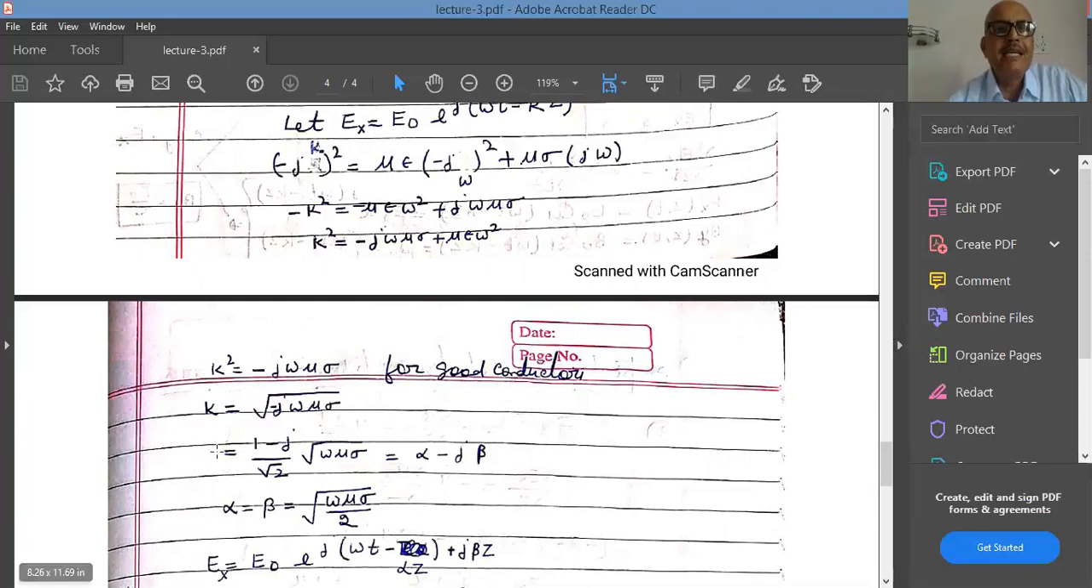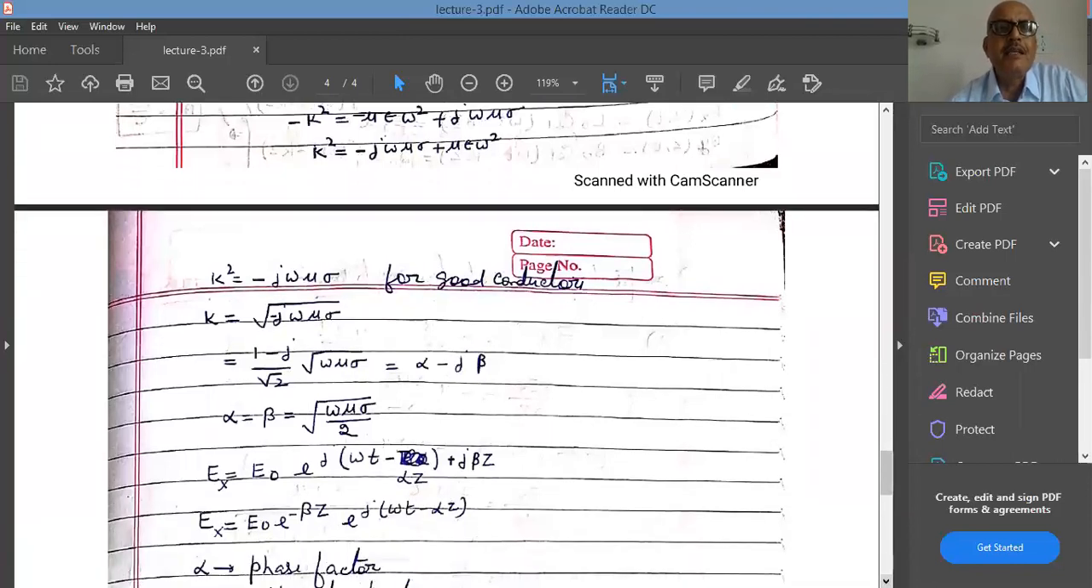So that is how you can check right now that the square root of minus j will be (1 minus j) upon under root 2. And this is under root of omega mu sigma. So both alpha and beta will come out to be the same, and they will be equal to under root of omega mu sigma upon 2. So therefore, now with conducting media, the physics is altogether different. Our propagation constant is now imaginary.